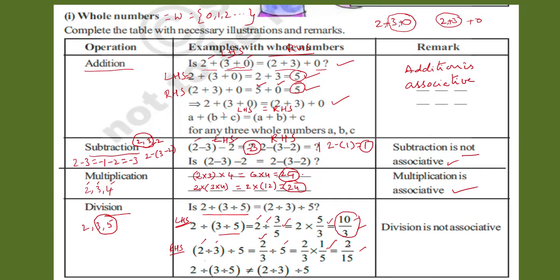But what is our observation? Look there. In the first instance, we got 10 by 3. In the second instance, we got 2 by 15. What do you say about these two values? These two are not same. Hence, the division is not associative. This is the way to check the associative property in whole numbers.